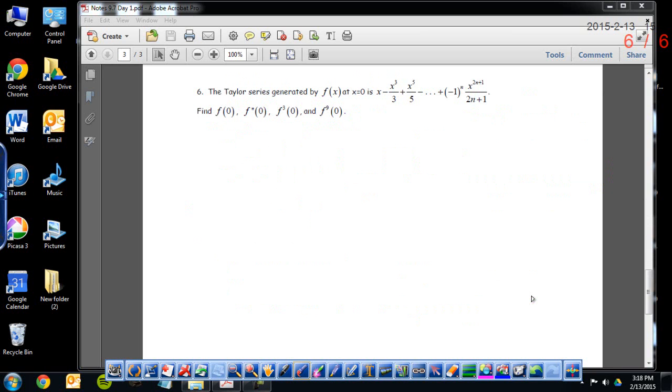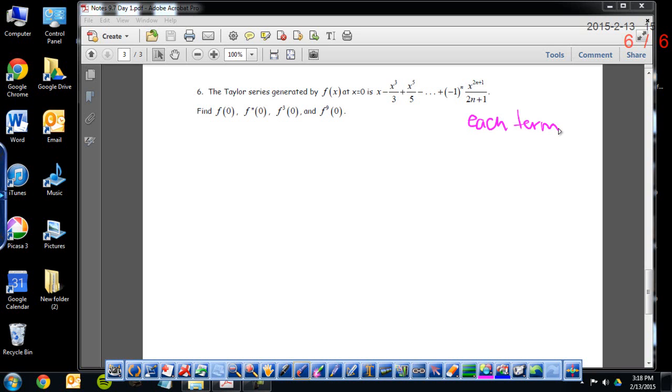Okay, last problem. And this is a little bit different, but this is something that they like to ask as well. It's just kind of a spin-off of what we've been doing. And it's actually kind of going backwards from what we've been doing. We've been creating the Taylor polynomial. Now, the Taylor polynomial has already been created for us, and we're supposed to kind of break it apart and go backwards.